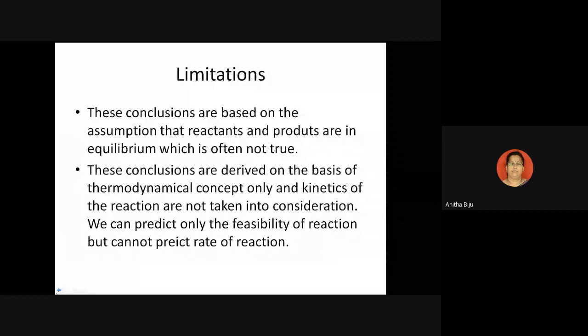And the second limitation is also very important. These conclusions are derived on the basis of thermodynamical concepts. Here we keep on giving stress on change in free energy, enthalpy, entropy. So these are all thermodynamical concepts. But nowhere is it mentioned what about the rate. Which type of reaction? Is it a fast reaction? Is it a slow reaction? Is it a medium rate reaction? It is not mentioned. So that means the kinetics of the reaction is not considered in this concept.